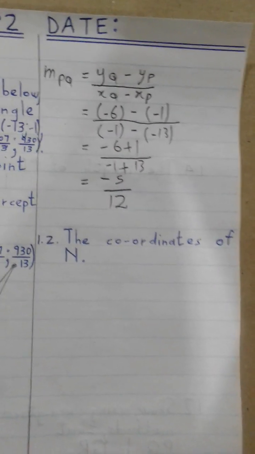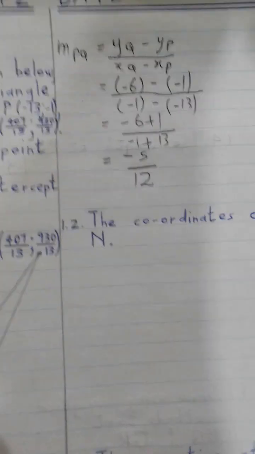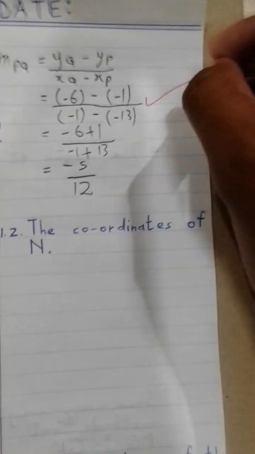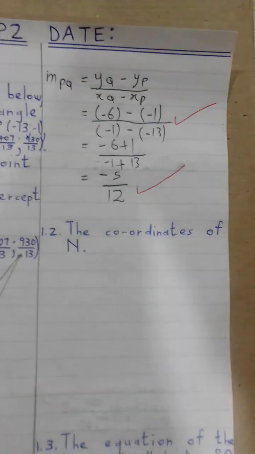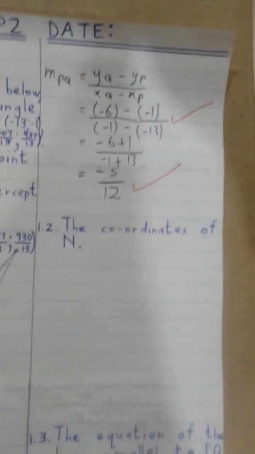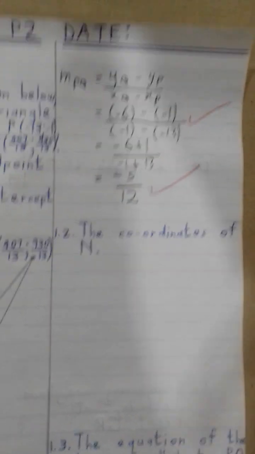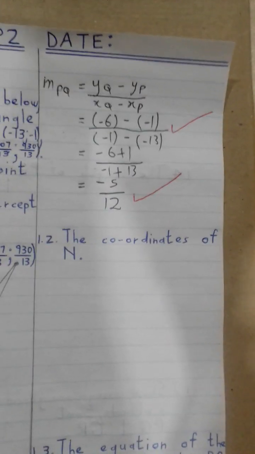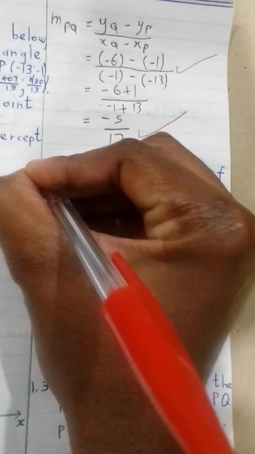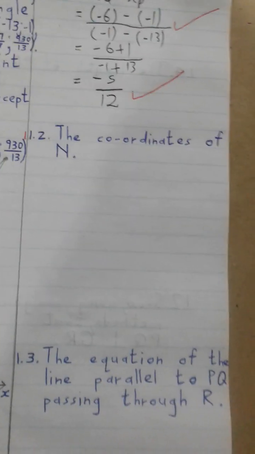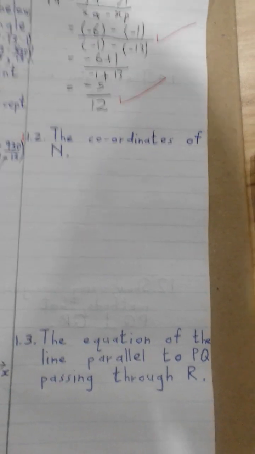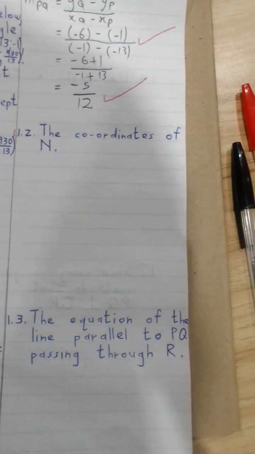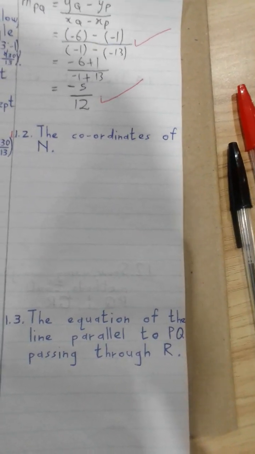Now, since in paper 2 you have limited space, the important steps for this one are this one as well as the final answer. Okay, you can input it on the calculator. I assure you you'll get the same thing. Okay, hope that was clear. Once again, 1.1.2, determine the coordinates of N. So we are told that N is the midpoint of QR. So, formula, midpoint of QR.